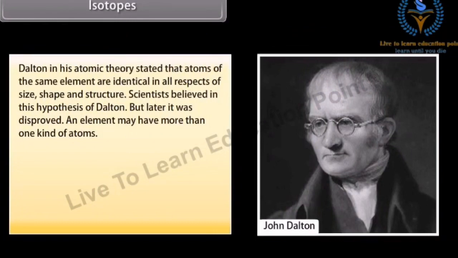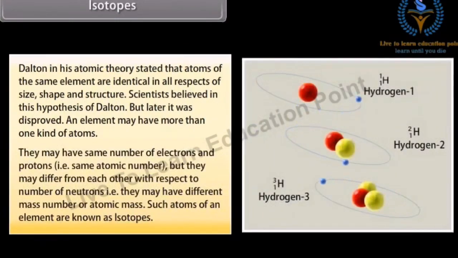Isotopes. Dalton in his atomic theory stated that atoms of the same element are identical in all respects of size, shape, and structure. Scientists believed in this hypothesis of Dalton, but later it was disproved. An element may have more than one kind of atoms. They may have same number of electrons and protons, that is, same atomic number, but they may differ from each other with respect to number of neutrons, that is, they may have different mass number or atomic mass. Such atoms of an element are known as isotopes.